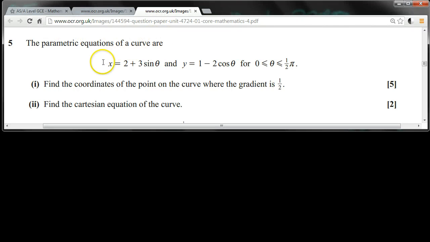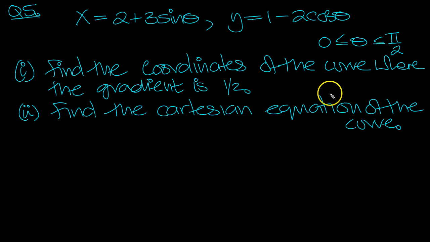The parametric equations of a curve are this and this. For theta between 0 and pi over 2, find the coordinates of the point on the curve where the gradient is a half, and find the Cartesian equation of the curve. So that's the question then. I've got it here.